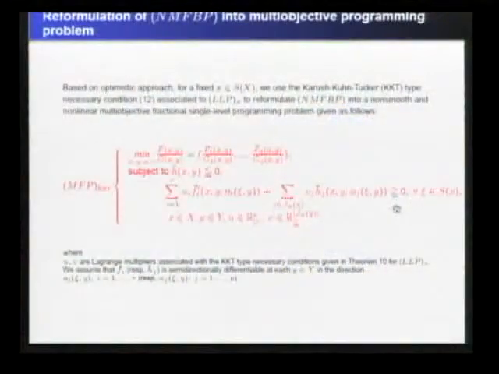By using this, we obtain the following multi-objective fractional single level programming problem. We obtain it by replacing the lower objective function by its associated Karush-Kuhn-Tucker type necessary optimality conditions. Thus, this problem can be written in a simple form by using some changes of variables.